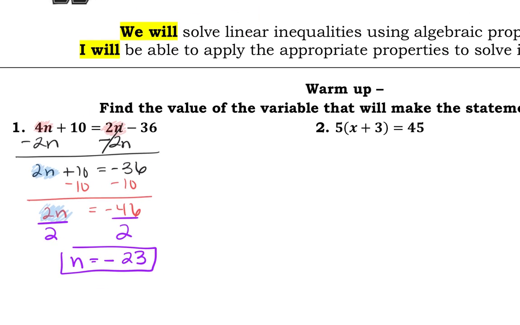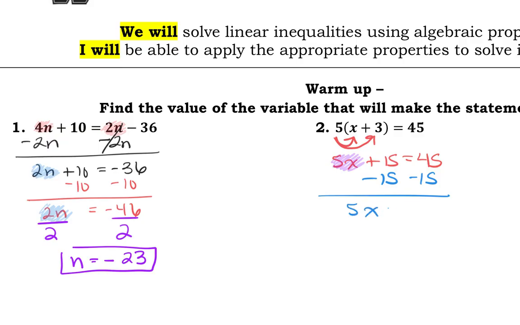All right, looking at number 2, that parentheses should indicate that we have to do what first? Multiply. So we're going to multiply 5 times x. So 5 times x is 5x, and 5 times 3 is 15. All right, highlighting the variable, and again, if we need to, it is helpful. All right, what should we move over now? Should I move over the 5x or the 15? 15. Add it or subtract it? Subtract it. All right, so let's subtract 15 on both sides. I'm left with 5x equals 30.